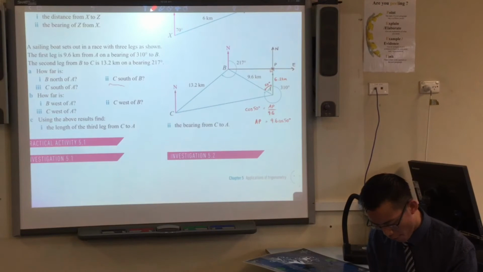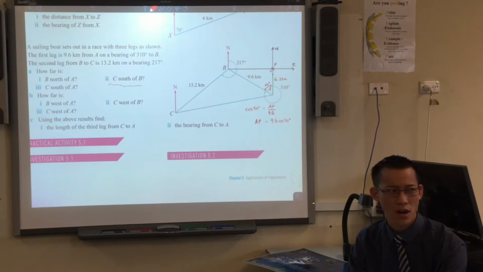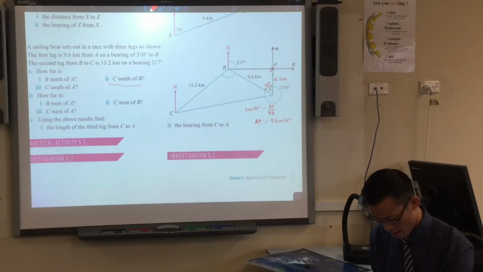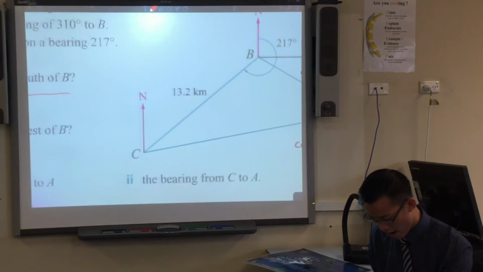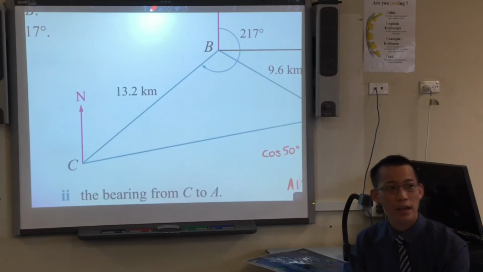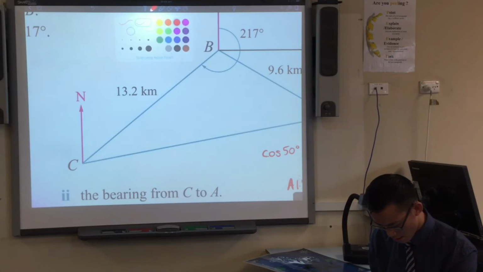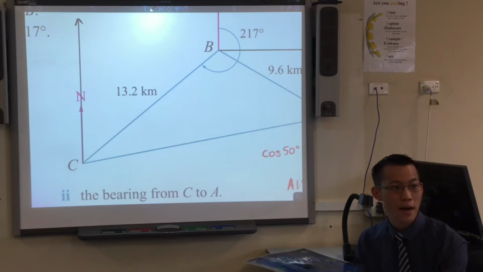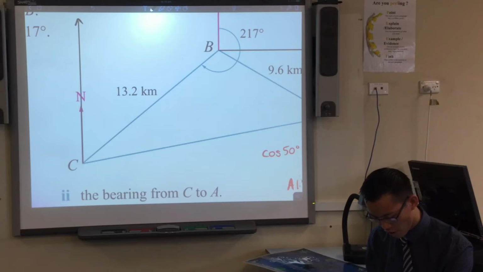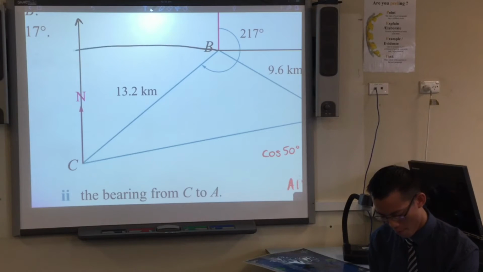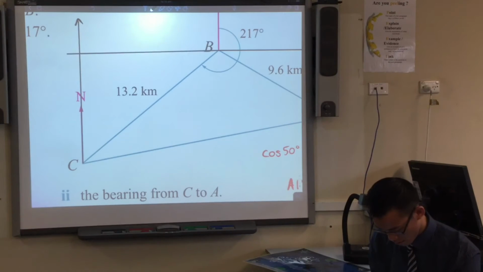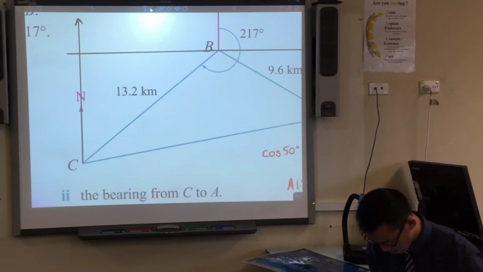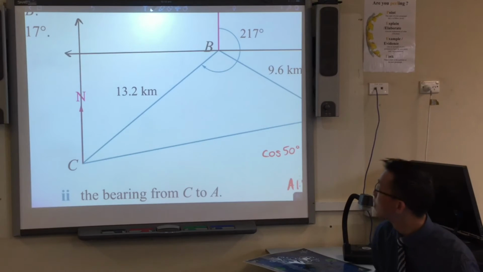This next one, how far is C south of B? All right, where am I going to have to construct? How far is C south of B? Yep, very good. So I'm going to go up from C, so something like that. So long as I go past B, I'm okay. And then I guess I'm going to go west from B. Yeah? Should I do that line straight? Straight enough. There you go.